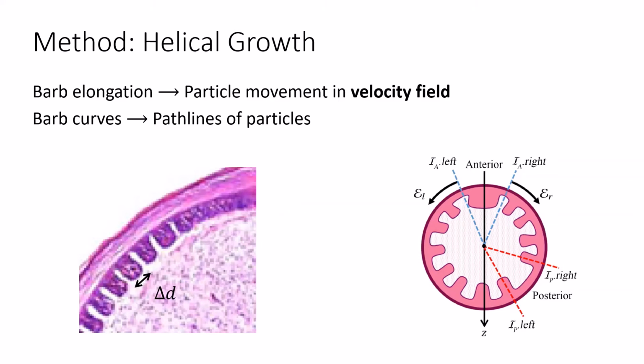So, to reproduce the helical elongation of the barb, we let the particle emitters move inside a velocity field defined on the cross-section. Meanwhile, particles are emitted and start to move in a second velocity field. So, the trails of the particles, which are known as path lines, will become the barb curves. An example of this process will be like this.